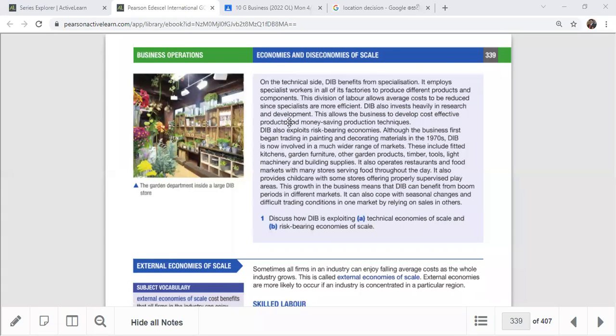Right. So this is asking one question. Thank you. Discuss how DIB is exploiting A, technical economies of scale, and B, risk-bearing economies of scale. This is a hardware store. You can see a large hardware store. This is the picture they have given, the garden departments inside the DIB store. It's like hardware, and inside that hardware there's a garden department also.